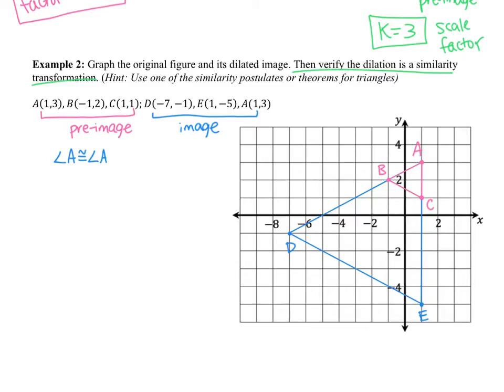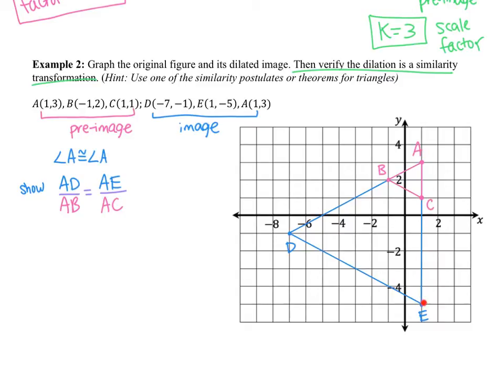Now we're going to do it and also look at the scale factor. So we're going to do the image to the pre-image when we set this up. And it'll be more helpful when I do some simplification. So I want to make sure that AD is to AB as AE is to AC. So we want to show that this proportion is true. So we need to figure out all of those lengths. Looking at your triangle, you should see that there's a couple that are really easy to find.